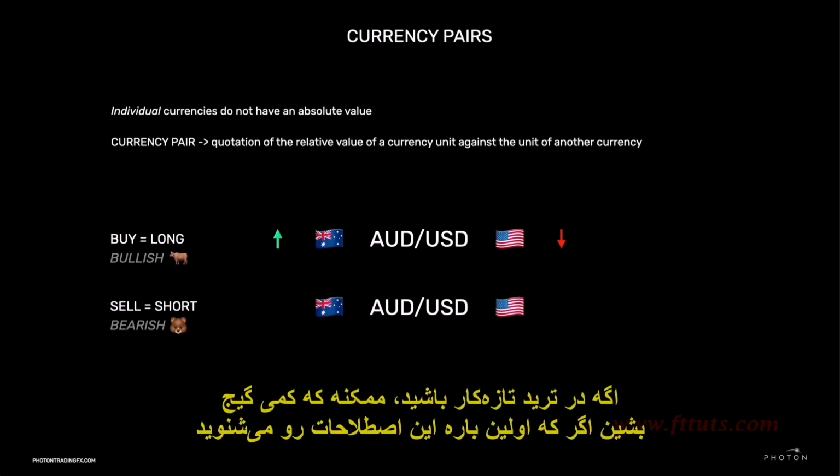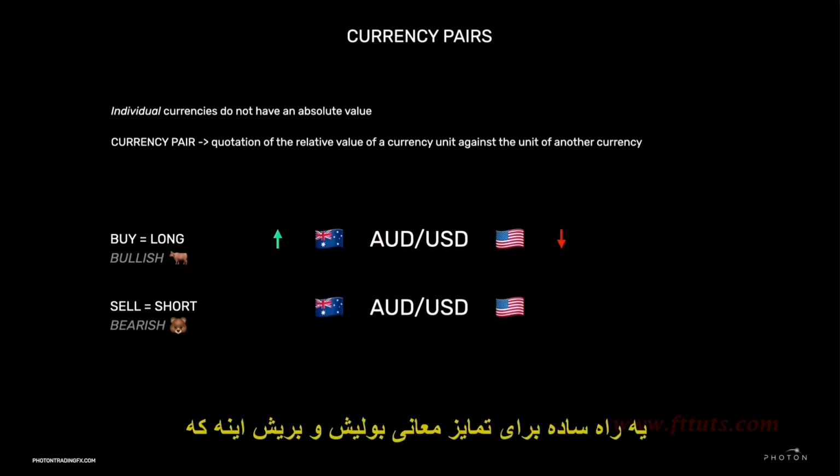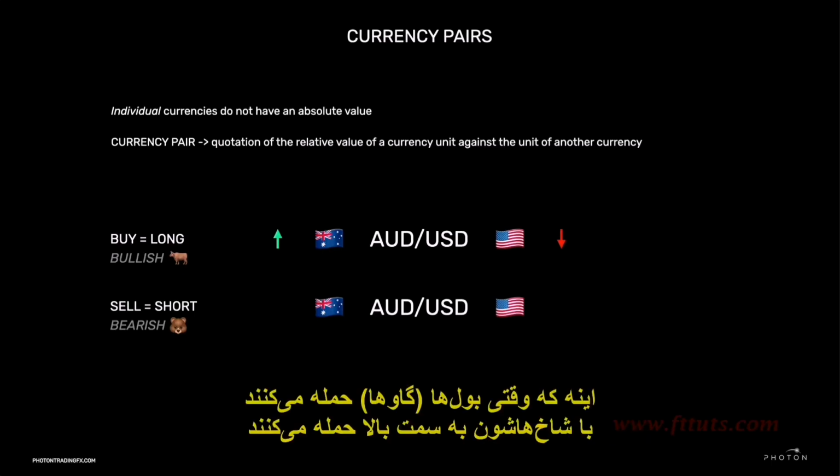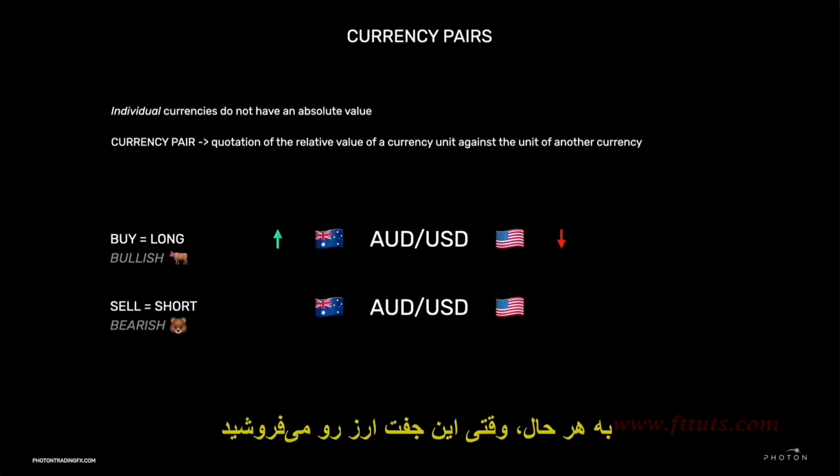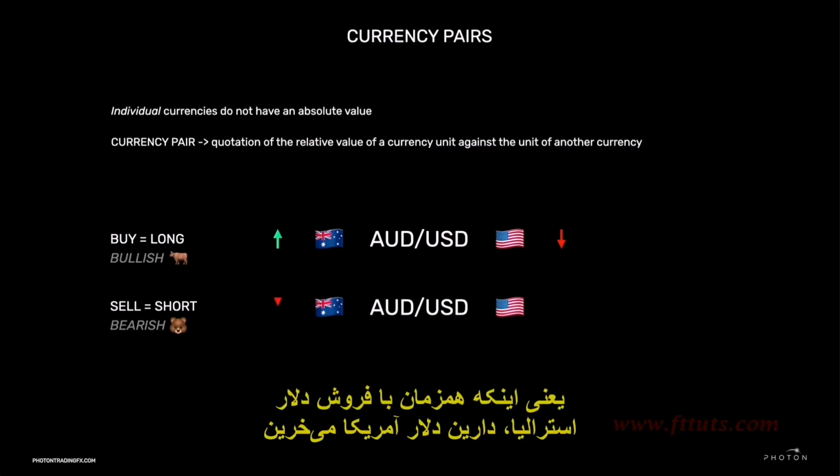Now, I know if you're a bit new to trading, it can be a little bit confusing if it's the first time you've heard some of these terms. So an easy way to remember the difference between bullish and bearish is that when bulls attack, they swipe upwards with their horns, and when bears attack, they swipe downwards with their paws, alright? But anyway, if you were to sell the pair, Aussie dollar, you would be selling Australian dollars while simultaneously buying US dollars with them, right?